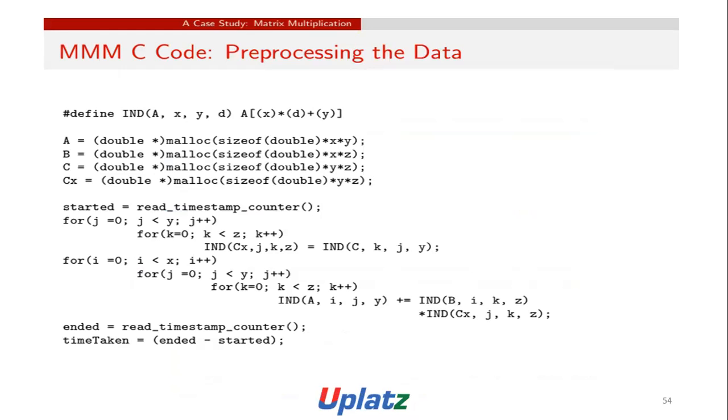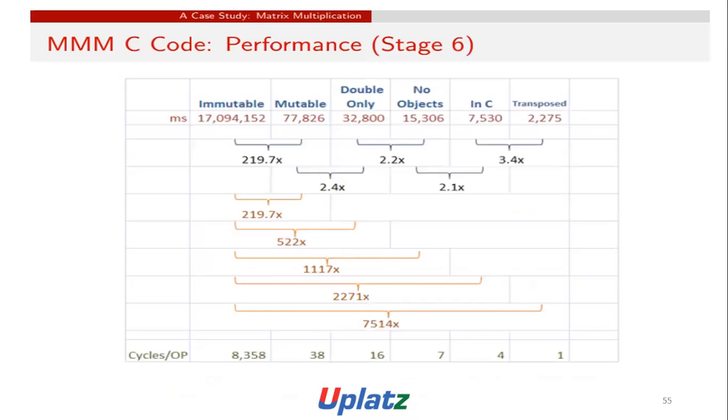Preprocessing the data, we do the preprocessing as shown in this code. Once you do the transpose in C, it becomes 7514x.